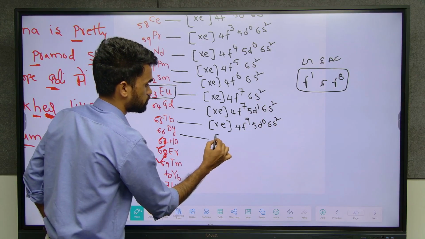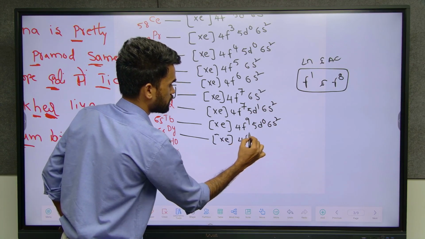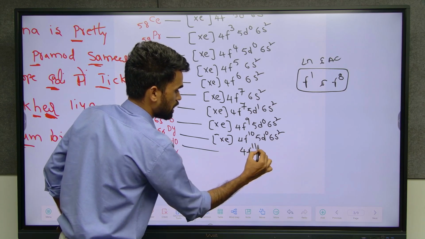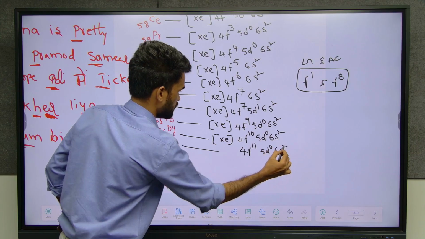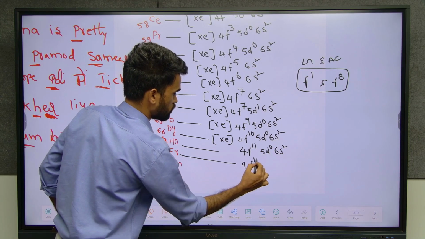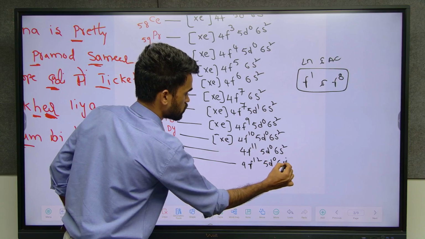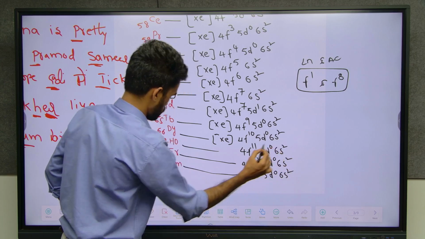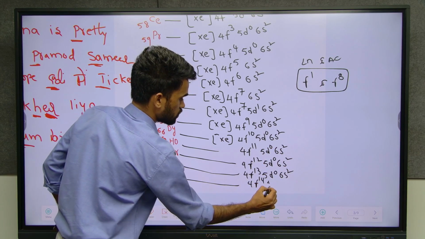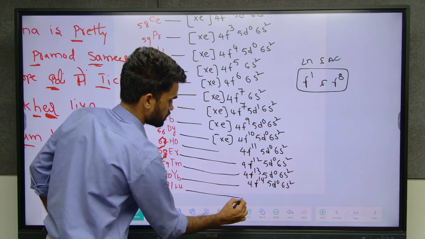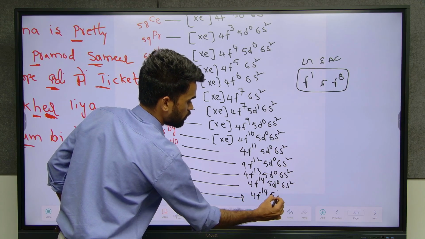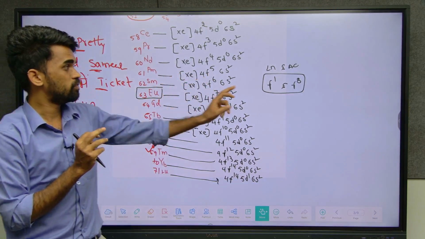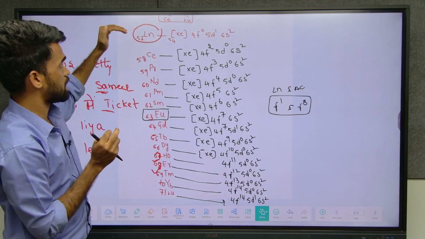Next one, for this you tell me. Xenon, 4F10, 5D0, 6S2. For this one, 4F11. This one, 4F12, 6S2. For this one, 5D0, 6S2. For this one, 6S2. For this one, 4F14, 5D1, 6S2. Okay. Now what are the numbers I told you won't appear? 1 and 8. Now again come from the starting onwards.